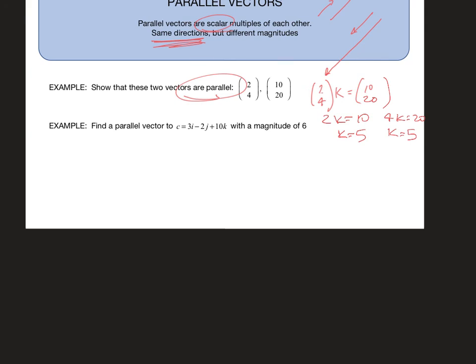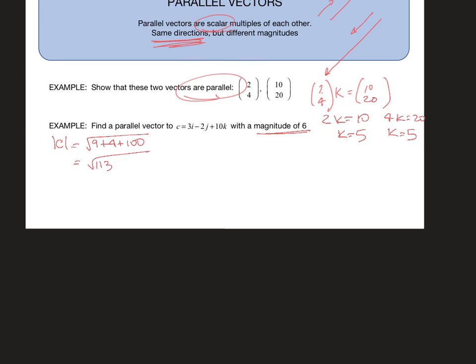All right, so last example, let's find a parallel vector. Okay, parallel means same direction. And it has to have a magnitude of 6. Okay, so let's figure out what its current magnitude is. Currently, that's 9 and 4 and 100. Currently, its magnitude is the square root of 113. Okay, but I want that instead to be 6.